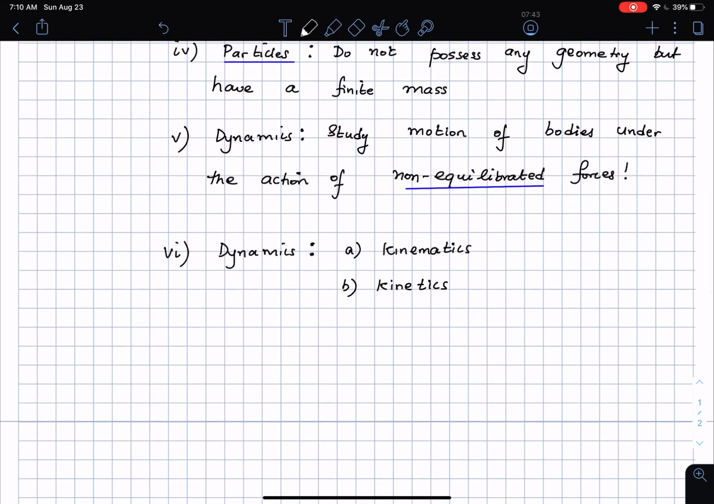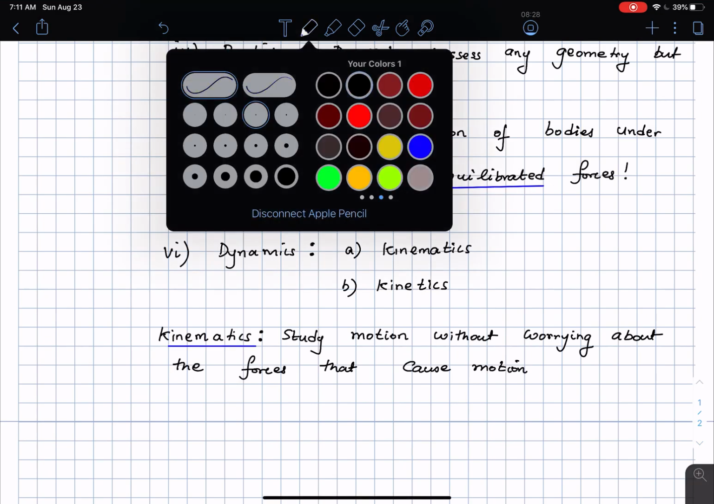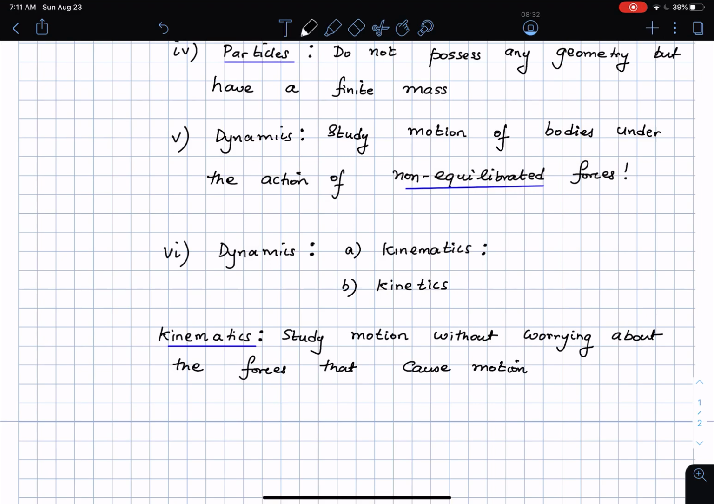And what do we do in kinematics? In kinematics, we study the motion of bodies without worrying about the forces that cause them. So in kinematics, we study motion without worrying about the forces that cause this particular motion. From that perspective, kinematics can be thought of as a purely geometric thing. Okay, so this is almost like a geometric perspective of motion. Geometry of motion.